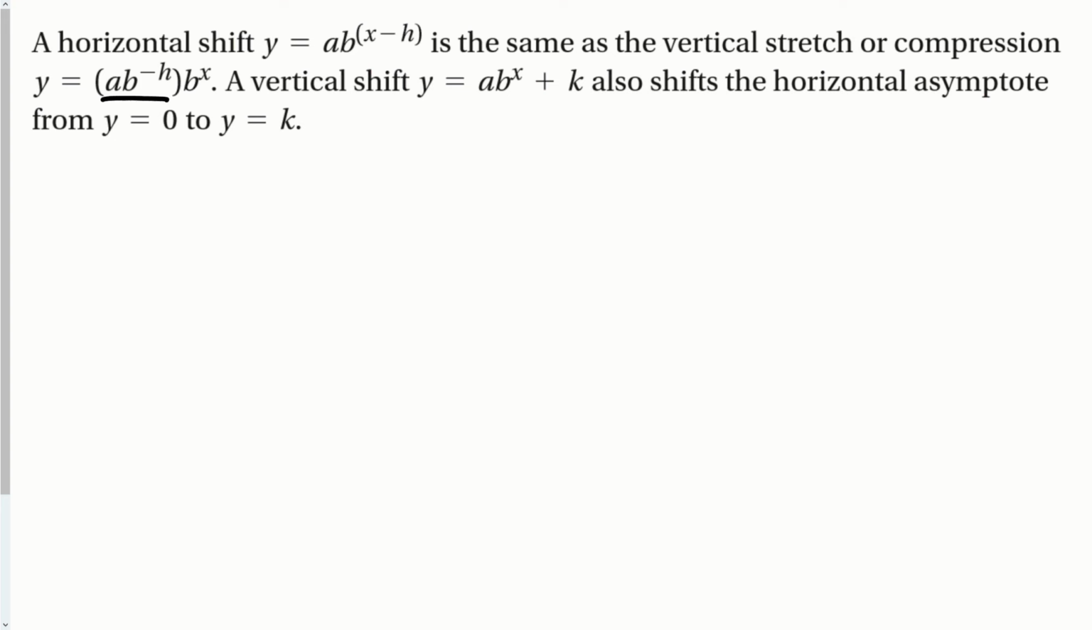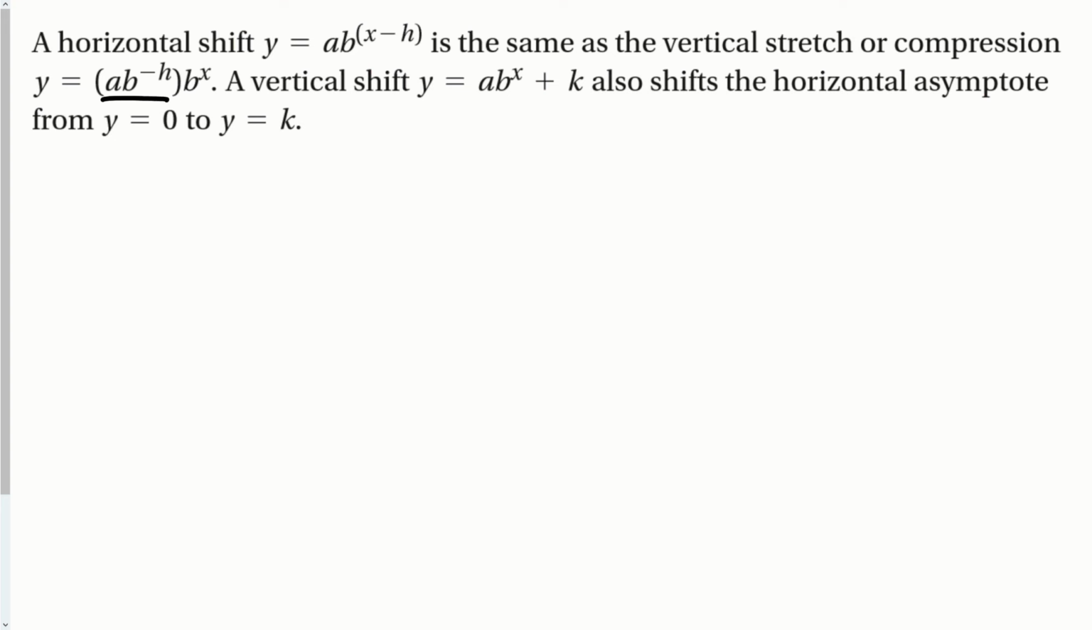So if you split this up, if we remember exponent rules, same base, if you're subtracting, you can just add these two exponents together and get x minus h for the exponent. And so if we take this term right here and multiply it by a times b to the negative h, we would get the same thing.